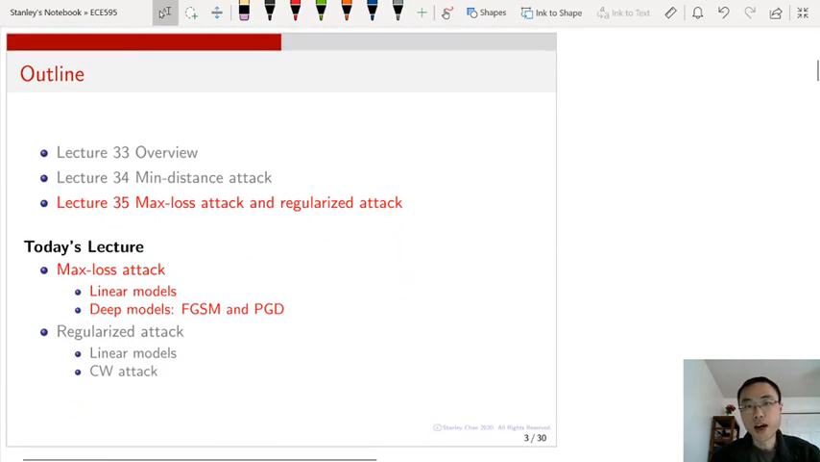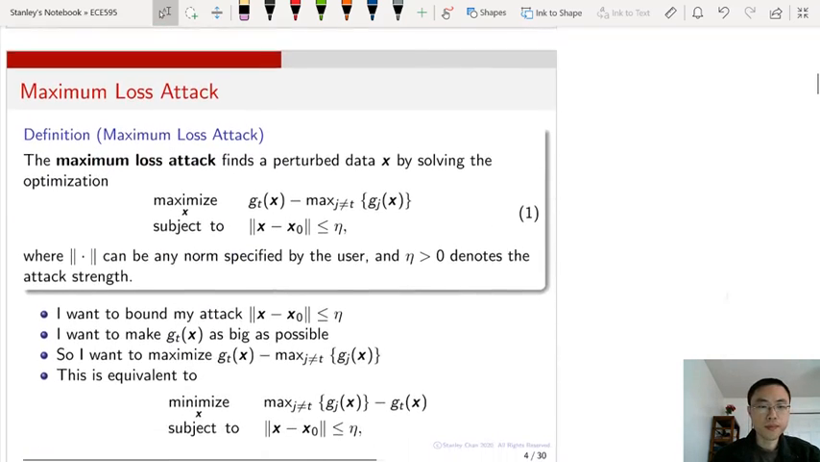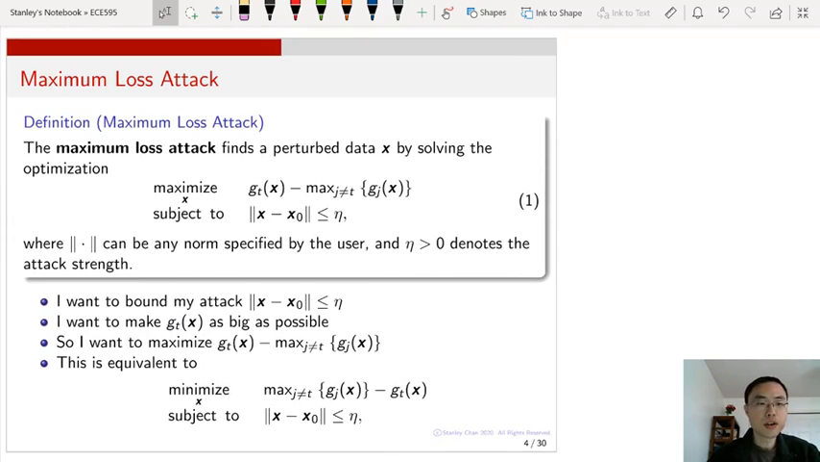So here is the outline of today's lecture. There are two parts. In the first part, we are going to talk about the maximum loss attack. And then we're going to talk about the regularized attack in the second part of this lecture. So first, let me talk about the maximum loss attack.